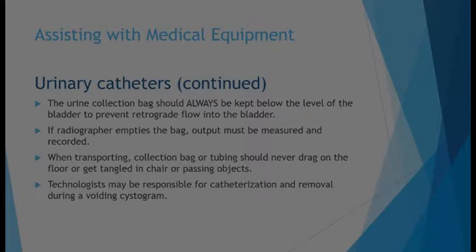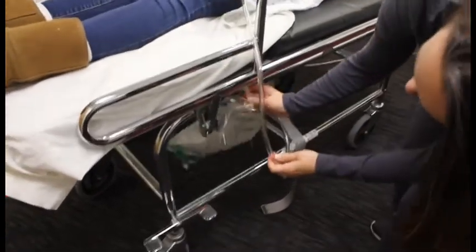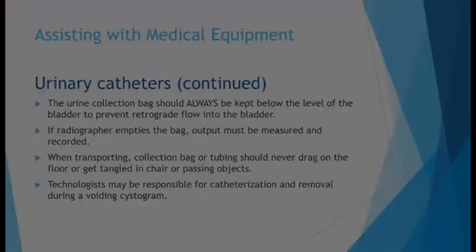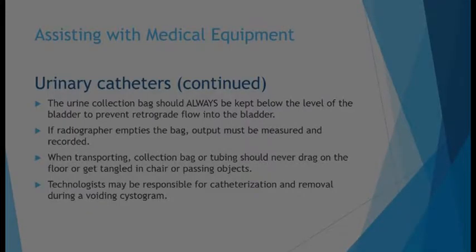The urine collection bag should always be kept below the level of the bladder to prevent retrograde flow into the bladder. If the radiographer empties the bag, output must be measured and recorded. When transporting, the collection bag or tubing should never drag on the floor or get tangled in the chair or passing objects. Technologists may be responsible for catheterization and removal during a voiding cystogram.